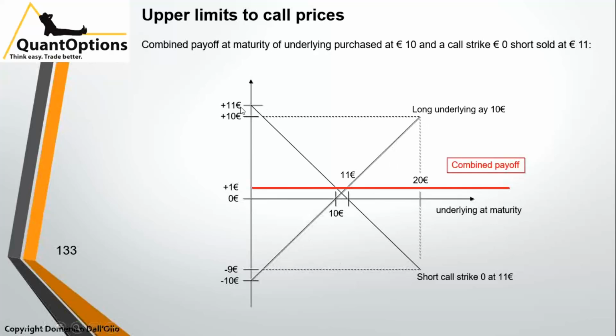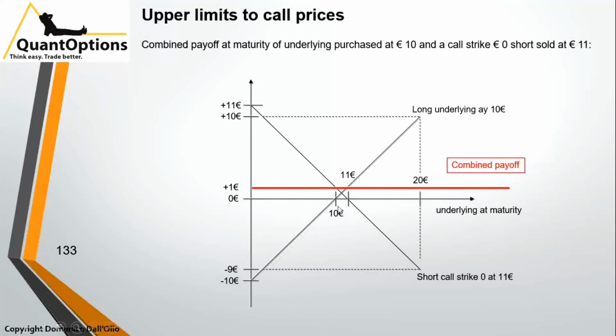The short call strike 0 for 11 euros, the payoff should be a horizontal line up to the strike and then down proportionally to the price movements for any price higher than the strike. But since the stock cannot go below 0, we don't have the horizontal line, we just have the diagonal one, the declining one. So from 11 and from 0 and on, for every euro of price increase of the underlying, we lose 1 euro on the short call.